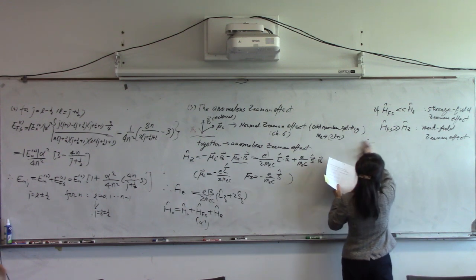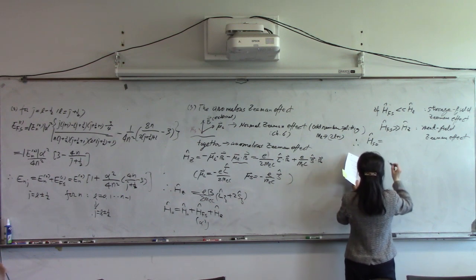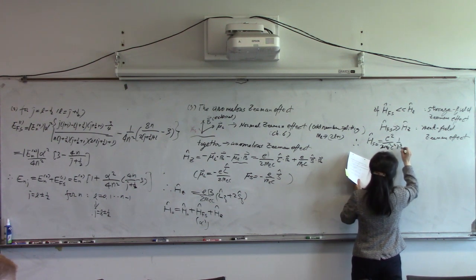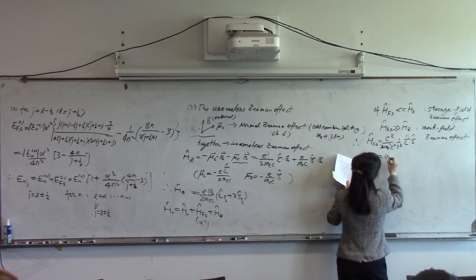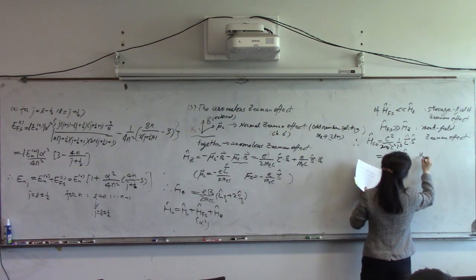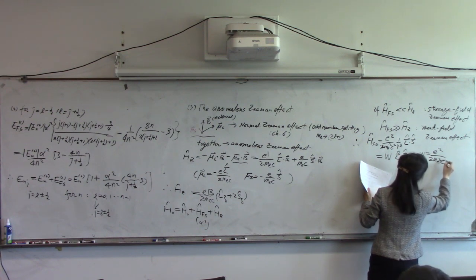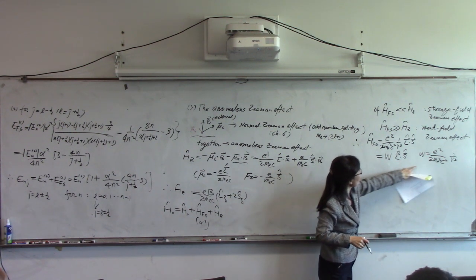So let's look at this one. If you remember, for the SO we have this term, 2 m e square c square, 1 over r cubed, L inner product S, right? And I'm going to use W L inner product S. So here W is this term, that's called the constant, and this 1 over r cubed is only the orbital part.